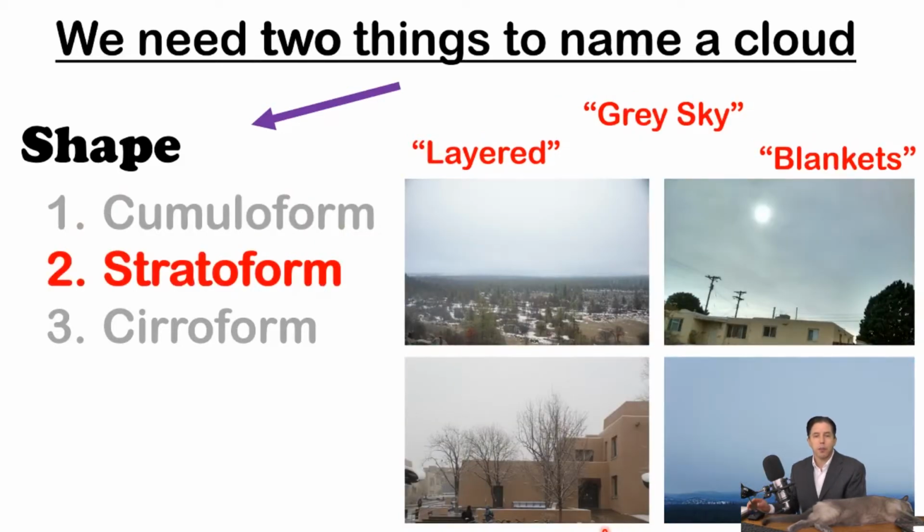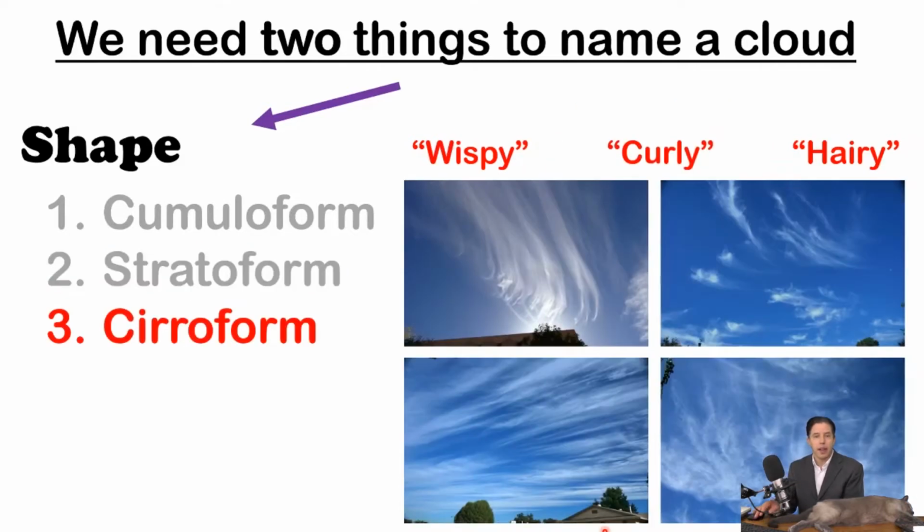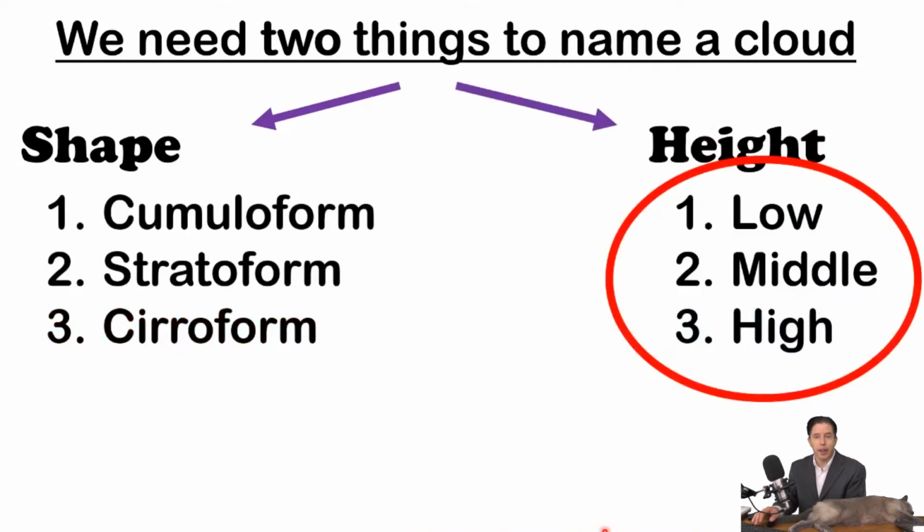Then stratiform clouds are far more boring. They are more like a solid blanket across the sky. You can't really see the edge. They typically form a solid gray sky, something like that. Those are stratiform. And then cirriform have all kinds of interesting shapes. They're kind of these wispy, curly, hairy clouds that are high up in the atmosphere. Okay, so those are our three possible shapes.